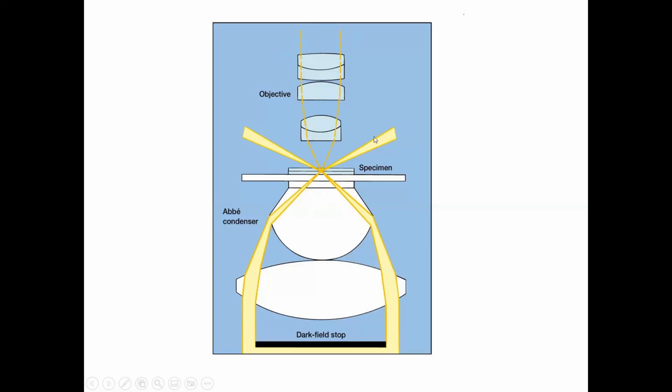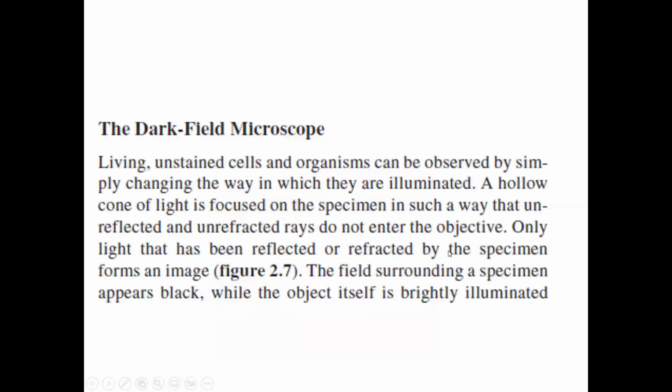So that is why the background light is omitted, and the background appears dark in color, while the light which is reflected by the specimen only enters through the objective lens, and that is why you see a bright specimen against a dark background. And the condenser is the one which does the job here, and it is called an Abbe condenser. It has a dark field stop or an annular stop at the center, which prevents the light from entering through the center and hitting the specimen. So this is dark field microscopy.